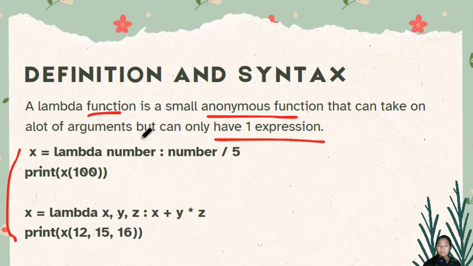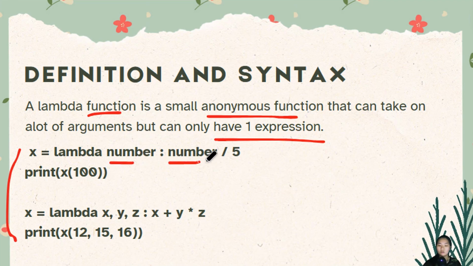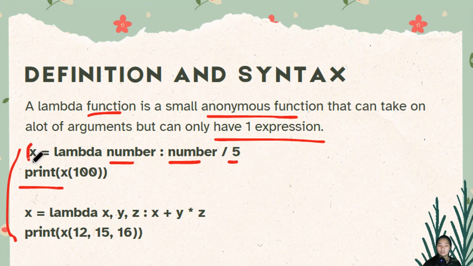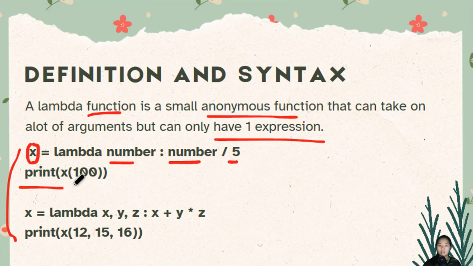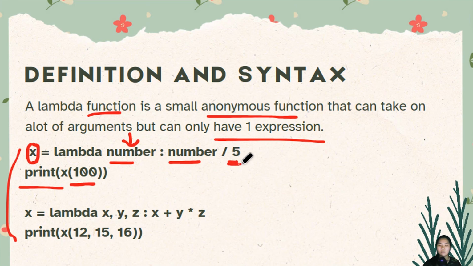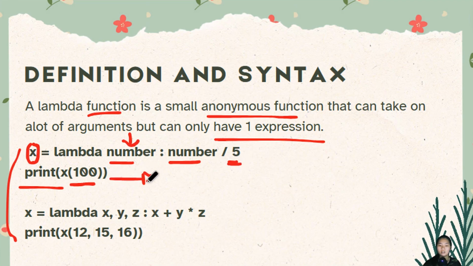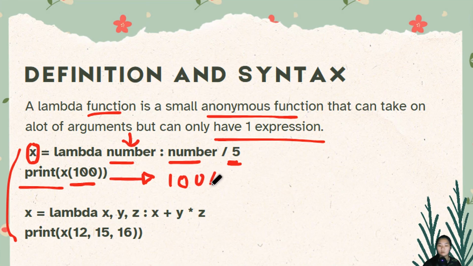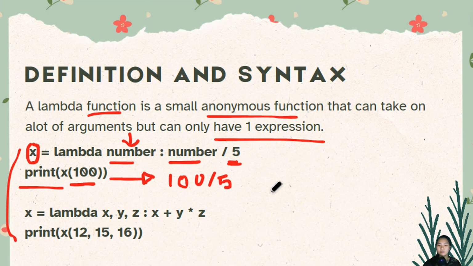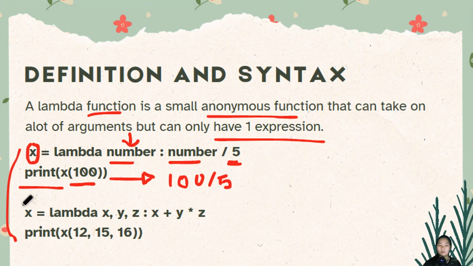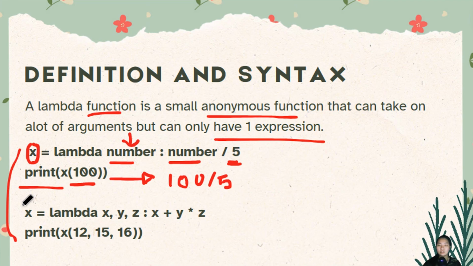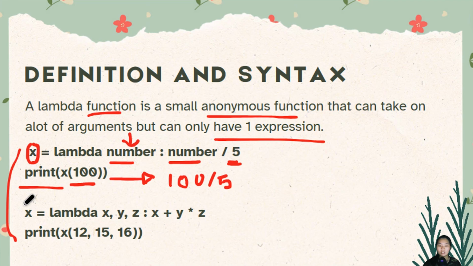x equals lambda number, this is the argument, colon, number divided by 5. Print x, calling back to this, so we're calling the lambda function, passing in 100 as our number. 100 divided by 5. Okay, not actually printing out 100 divided by 5, that's my mistake. And once again, the same syntax, but with a lot more arguments. And as you can see, the same statement, the same expression.